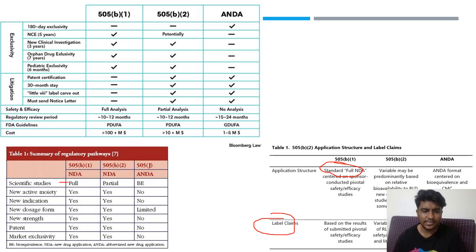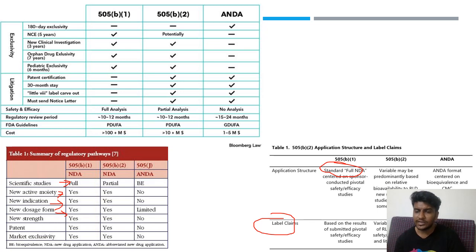So scientific studies, new chemical entity, new indication, new dosage form. Suppose there is one particular thing like aspirin tablets. So there is now diclofenac sodium. Suppose there are diclofenac tablets, so there are salt forms, different dosage forms, different indications, that is repurposing.